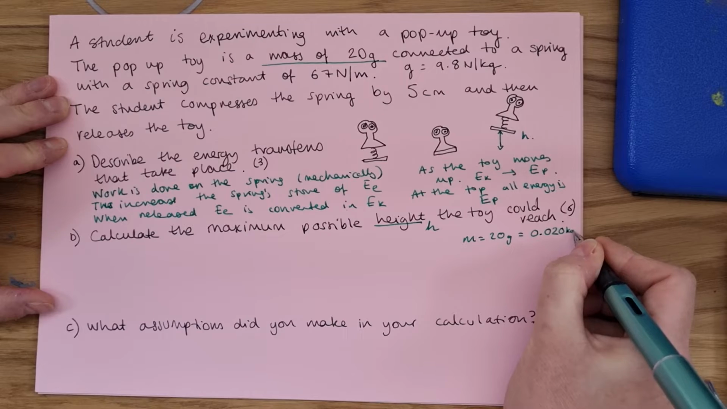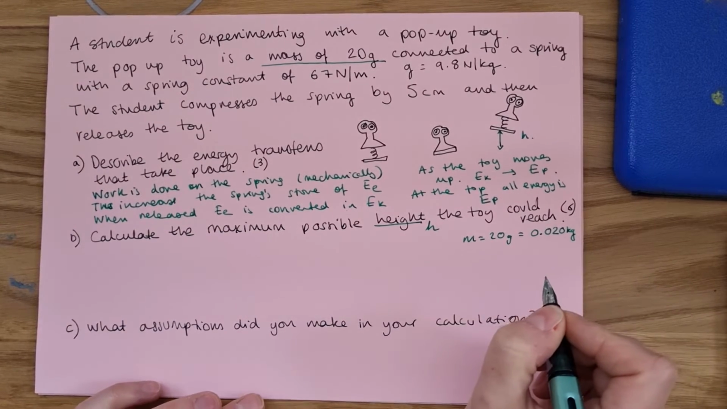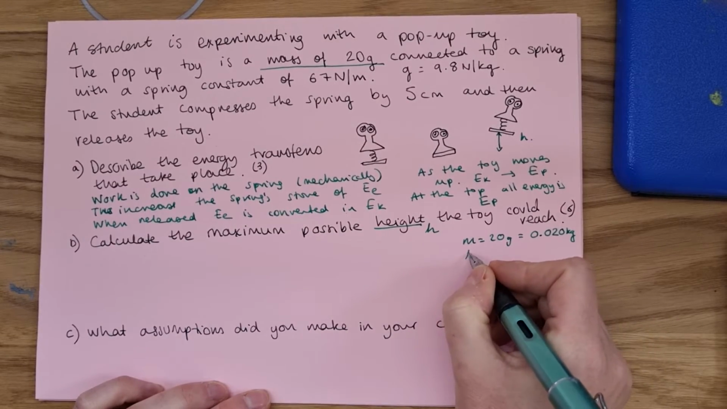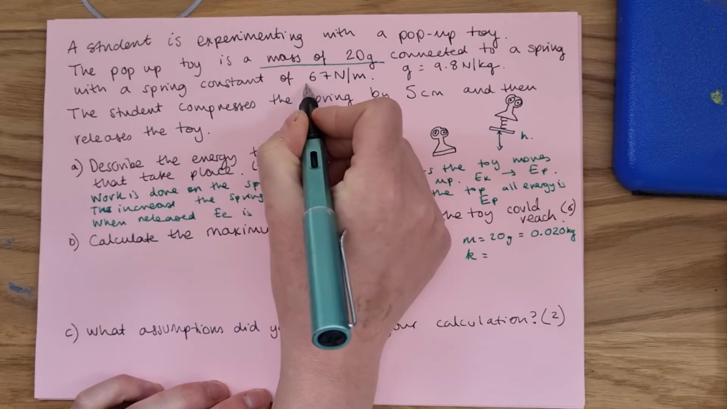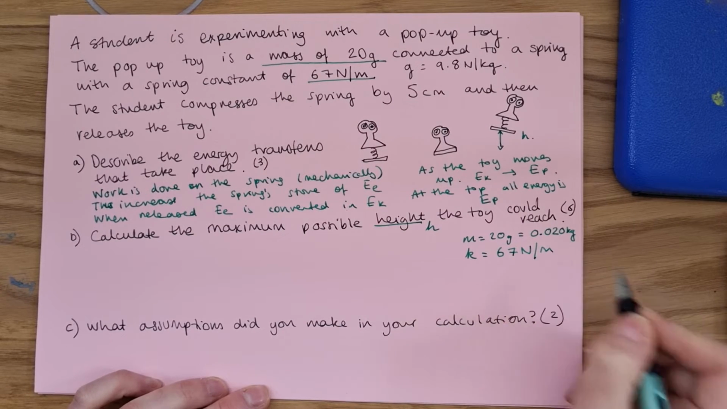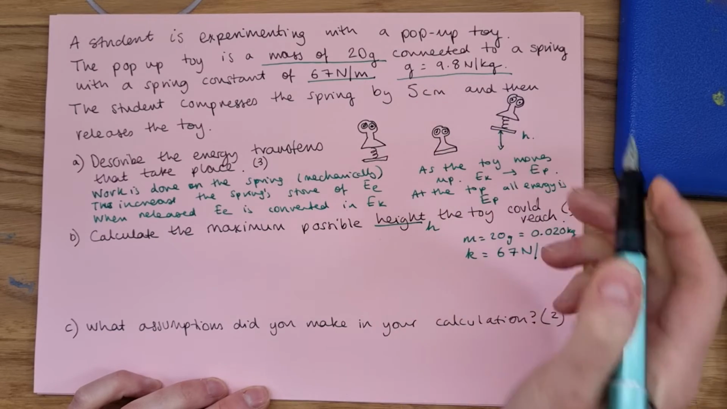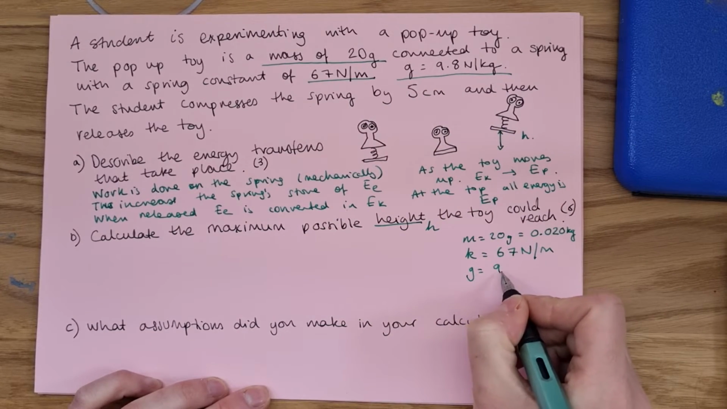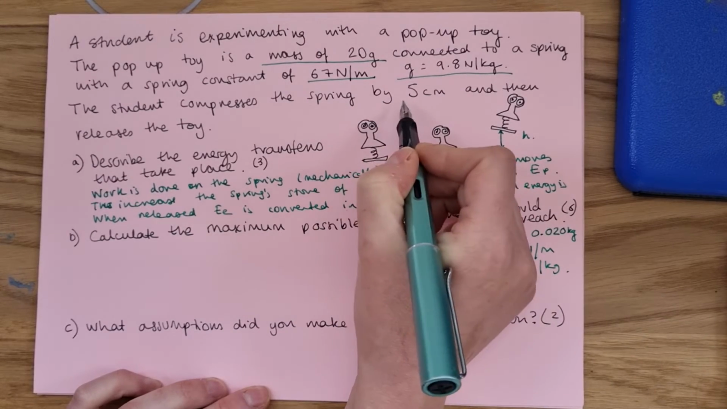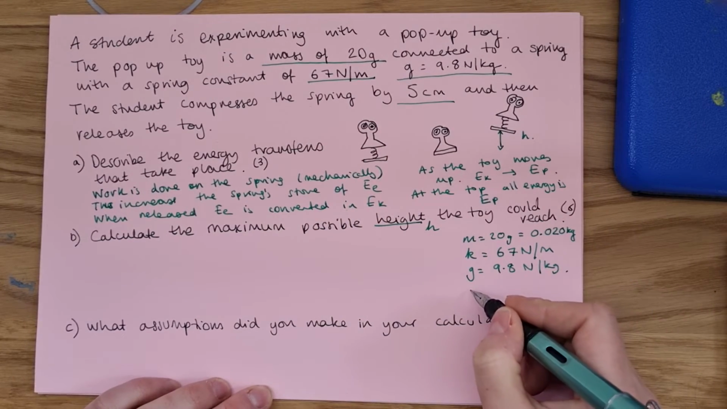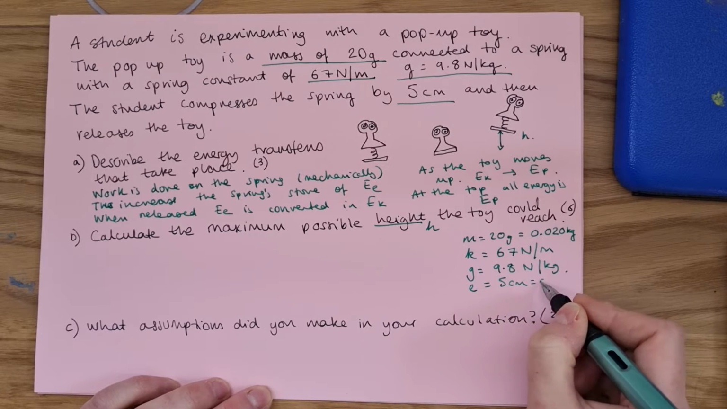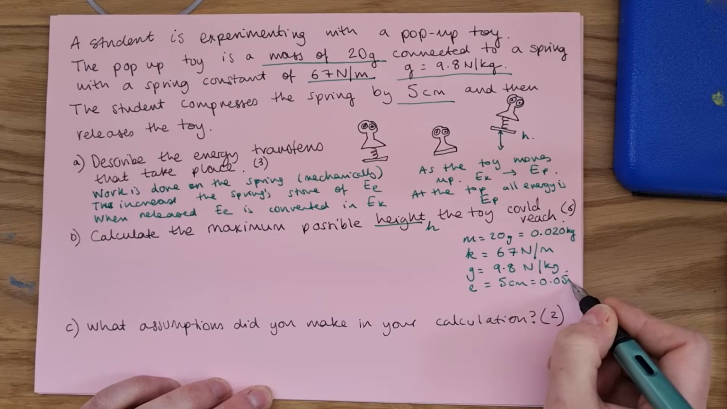0.020 kilograms. Then I'm going to write the spring constant I've got, which is 67 newtons per meter. That's fine. Newtons per meter, that's what it should be in. I've got g is 9.81 newtons per kilogram. Sorry, 9.8 newtons per kilogram. At A level, it's 9.81. Then the student compresses the toy. So the extension or the compression of the spring is 5 centimeters, which is 0.05 meters, right?